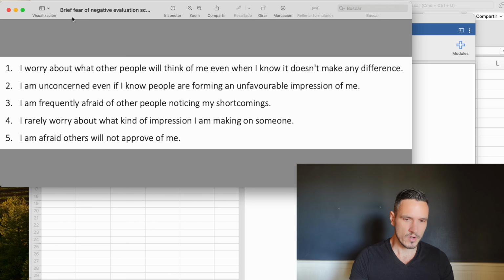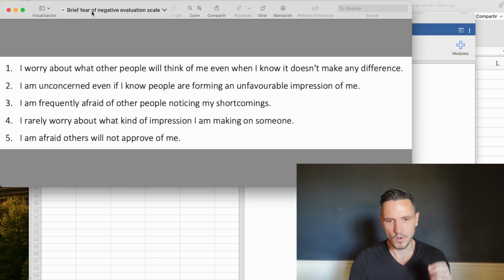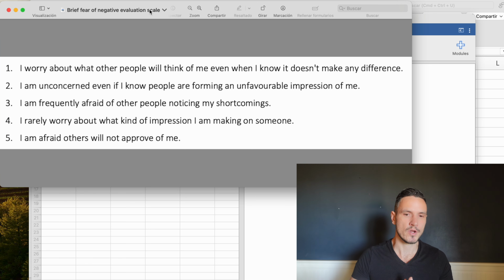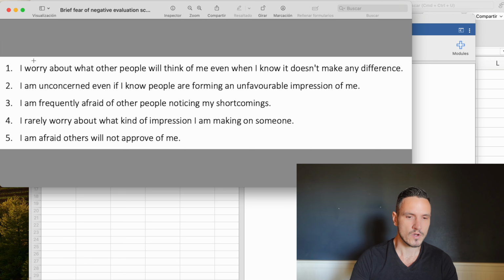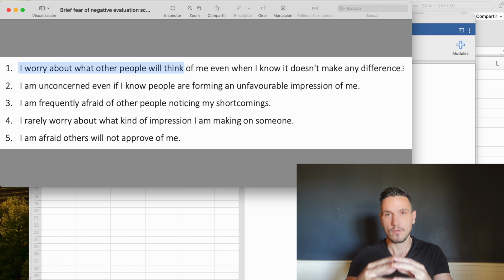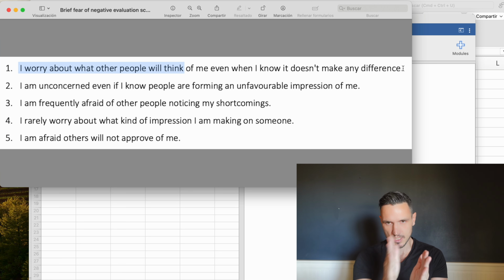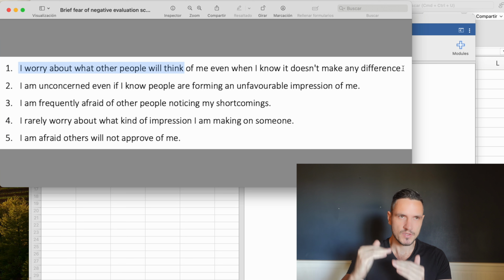So for this example, we're going to take a look at the brief fear of negative evaluation scale. People who have a high score on the scale have a high level of fear about being negatively evaluated by other people. So if we look at this first question, or first item, it says, I worry about what other people will think of me, even when I know it doesn't make any difference. If someone has a score of 5 on that one, so this questionnaire uses a scale of 1 to 5, that means they have a high level of fear about being negatively judged or evaluated by other people.